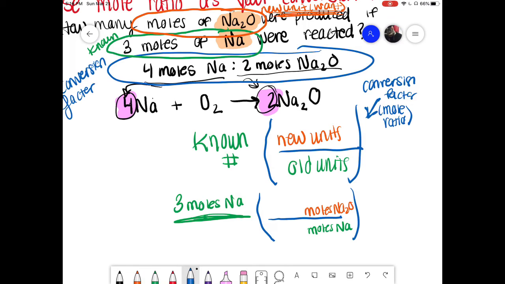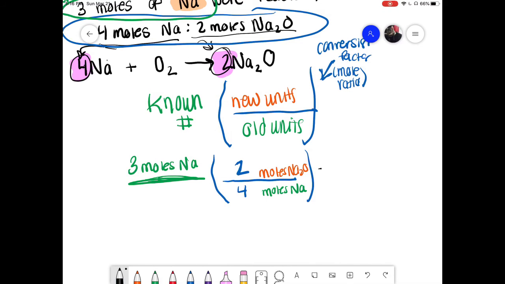Our mole ratio is 4 moles of Na to 2 moles of Na2O. And so we're just going to match the numbers that are with those units with the units in the parentheses. So we have 4 with moles of Na. And so we're going to go ahead and put the 4 with that unit and 2 moles of Na2O. So we're going to put the 2 with that unit.